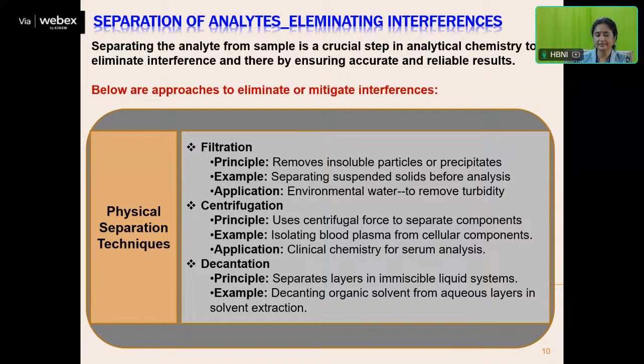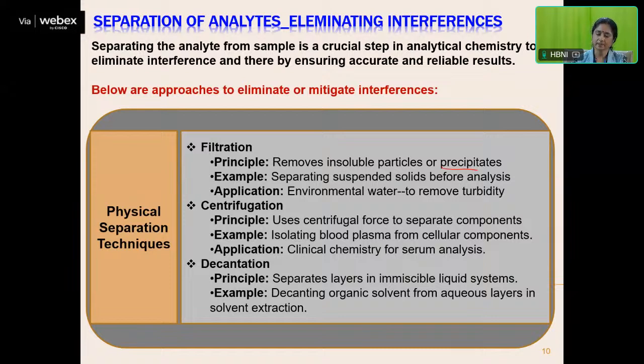So for example, physical separation techniques are there, filtration. The principle here is that it removes insoluble particles or precipitates. Then one example for each case I am giving. The example is separating suspended solids before analysis. In application, you may apply it to environmental waters. Just in the before slide, I have told that environmental waters need to be filtered through 0.45 micron filter paper before subjecting to analysis. So this removes all the insoluble impurities and also sometimes the turbidity.